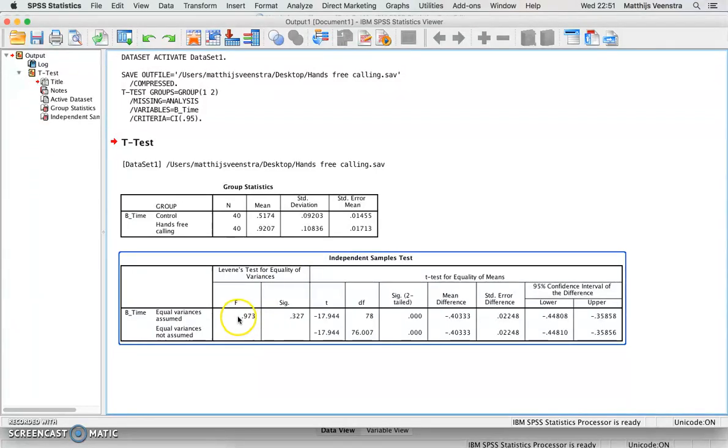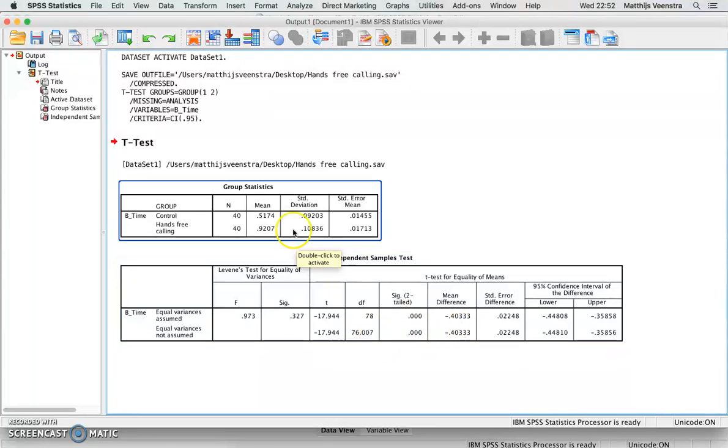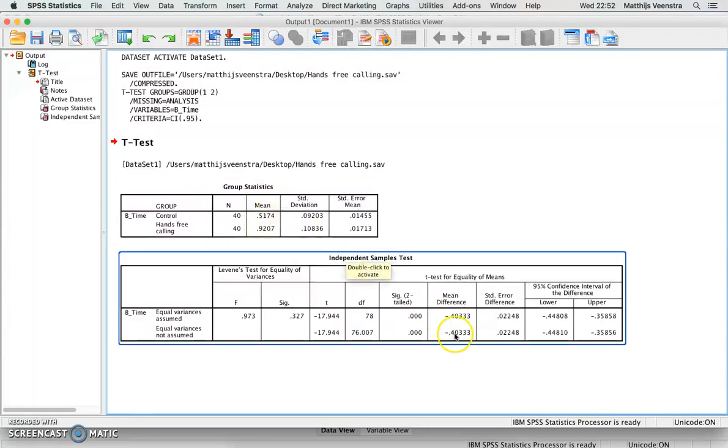Like I said in the lecture, this whole row you can ignore. This is the row you'll be looking at, and specifically these figures. So what we have here is the mean difference. Well, we already saw, it's about 0.4 seconds difference. And here is the p-value.